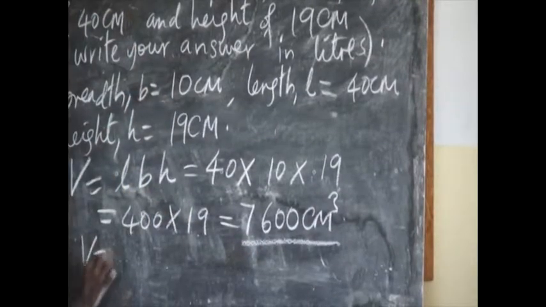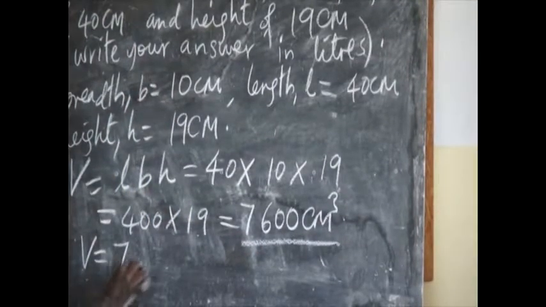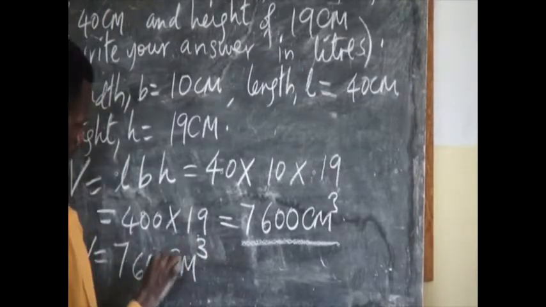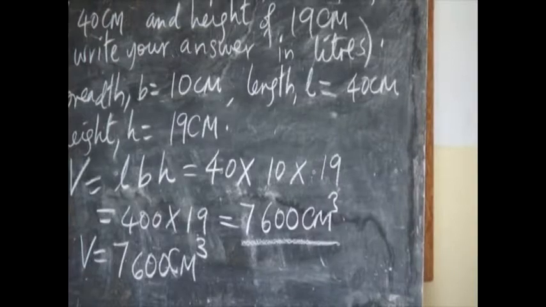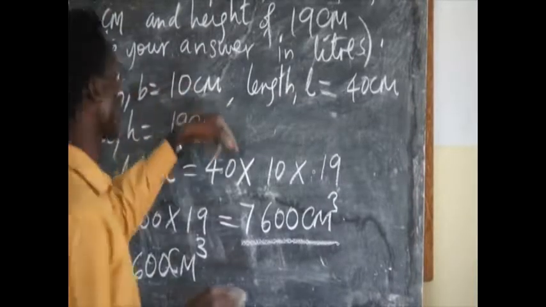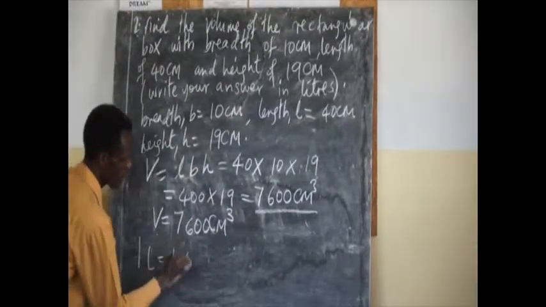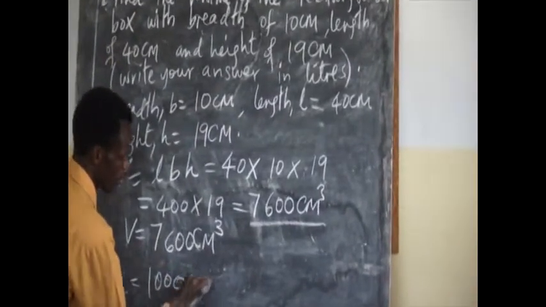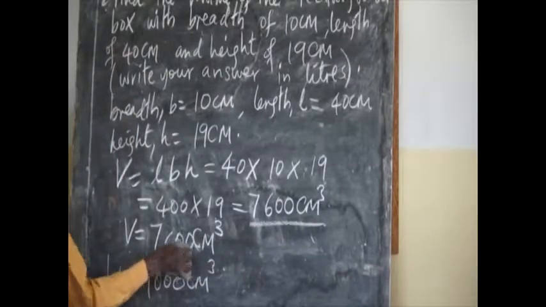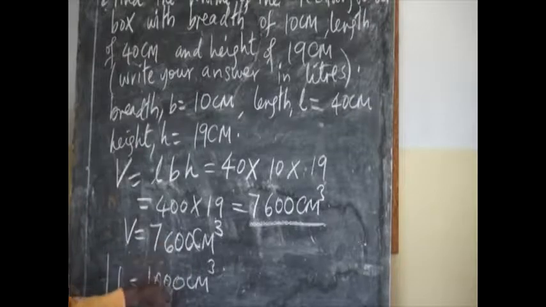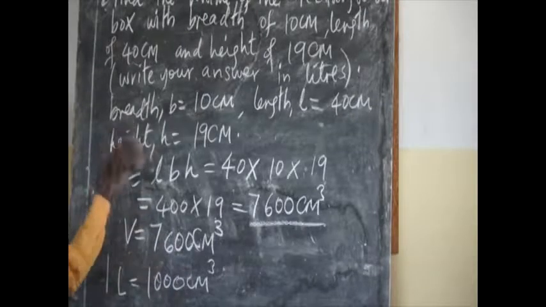We have known volume is equal to 7,600 centimeter cubic. Now, if this is the volume, but we have been told to find this volume in liters, we know 1 liter is equal to 1,000 centimeter cubic. Now, we have to divide this 7,600 centimeter cubic by 1,000 in order to get liters, what we need.